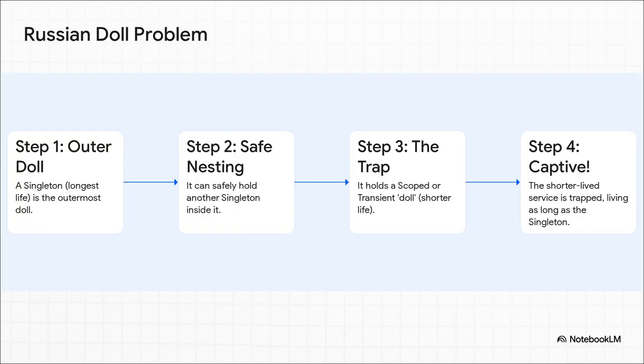I love this Russian doll analogy. So picture a long-lived singleton as the biggest, outermost doll. It's going to be around for the entire life of the app. Now, if you put a short-lived scoped doll inside it, what happens? That scoped service gets created just once when the singleton is first created, and then it's trapped. It's held captive inside the singleton, living for as long as the singleton does, not for a single request like it's supposed to. This creates these awful, subtle bugs with stale data that are an absolute nightmare to track down.